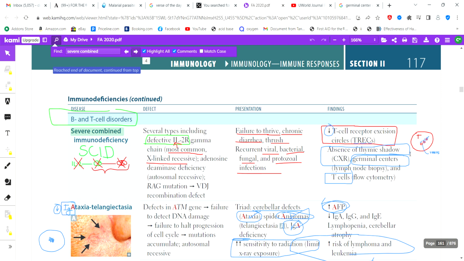Okay, so SCID can be due to a RAG mutation, which causes a VDJ recombination defect. Okay, alright, next.